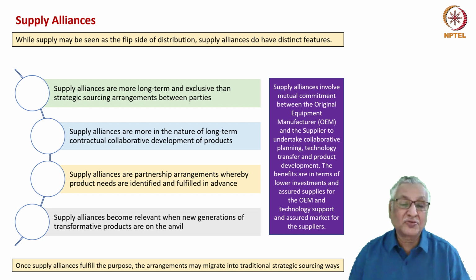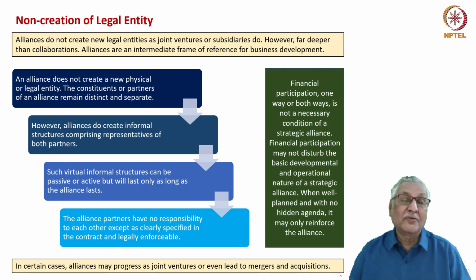Once supply alliances fulfill the purpose, the arrangements may migrate into traditional strategic sourcing ways. The important aspect of alliances is that alliances do not create any type of legal entity. They do not create any legal entities as joint ventures or subsidiaries do. However, far deeper than collaborations they are. Alliances are an intermediate frame of reference for business development.